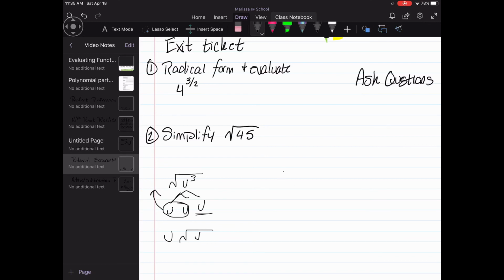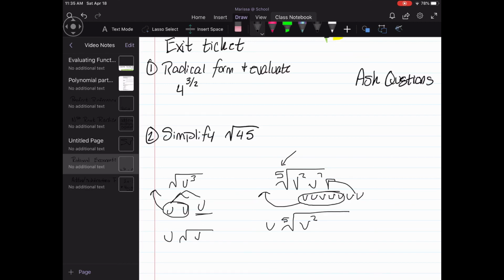If I had the 5th root of v squared u to the 7th, I can't do anything with the squared one because there's only 2, and I need things in groups of 5. But my u to the 7th, I have 7 u's, so 1, 2, 3, 4, 5, 6, 7, and I can make a group of 5 with 2 left over. So the 2 will stay on the inside, and 1 will come to the outside. So I'll have u in the 5th root of v squared u squared, since there's 2 left over.